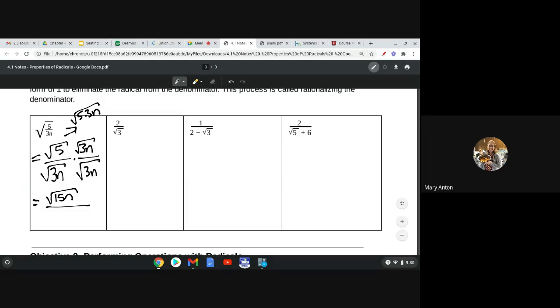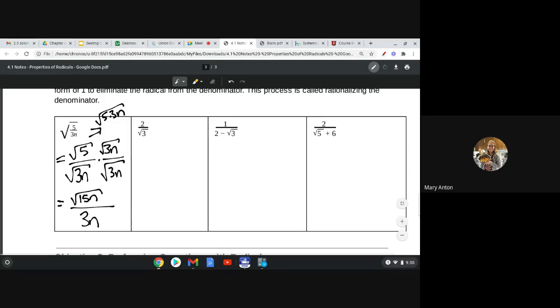And then the denominator, square root of 3n times the square root of 3n. All right, y'all, this is just 3n. And I'll have a side note of why. Because that's how it works. If you multiply the same thing under the square root, all right, 3n times 3n, root 3n root 3n times root 3n.